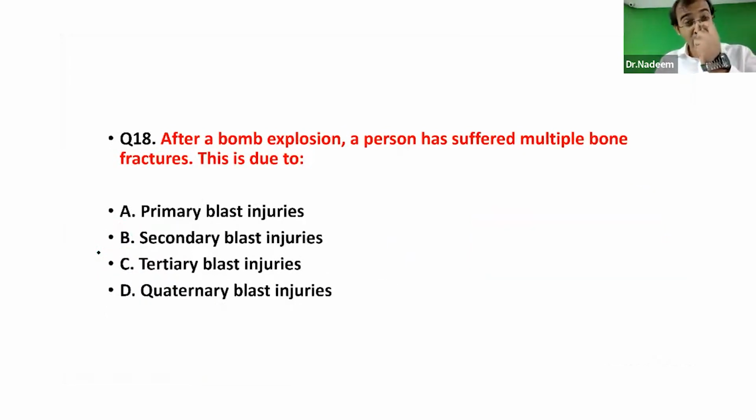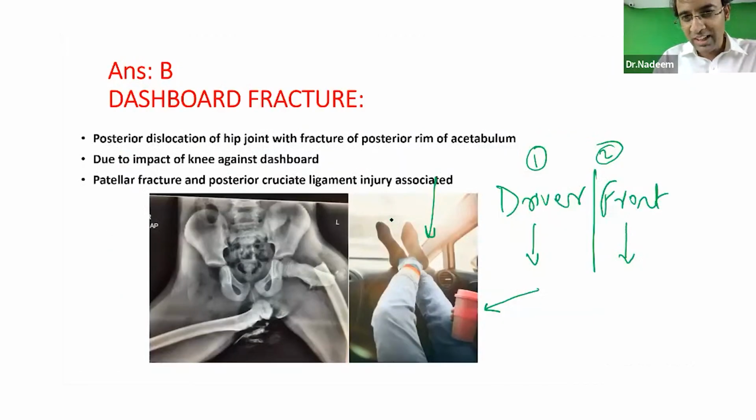Next, after a bomb explosion, a person has suffered multiple bone fractures. This is due to... Why not at the back seat? Because see, like this kind, you may not be able to sit like this when you will sit at the back seat, no? Fine. So this is actually what? Dashboard fracture.